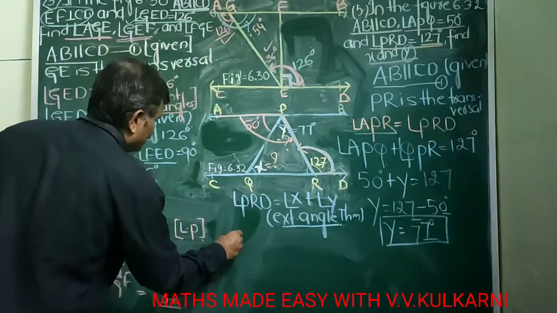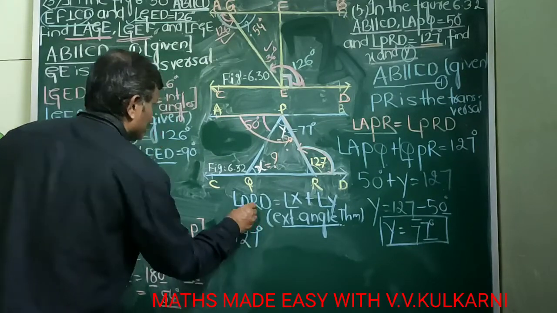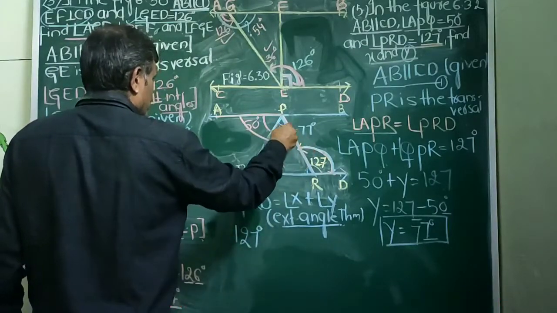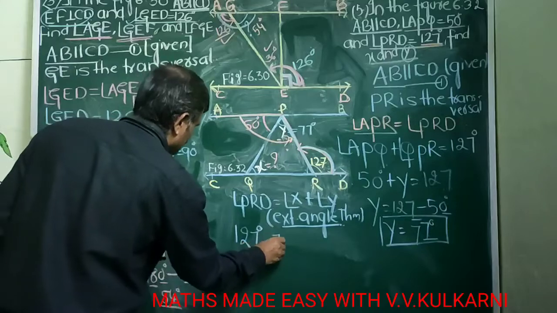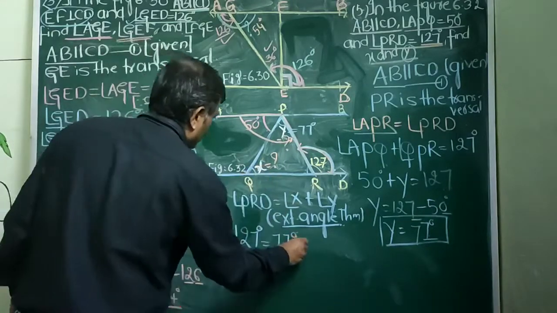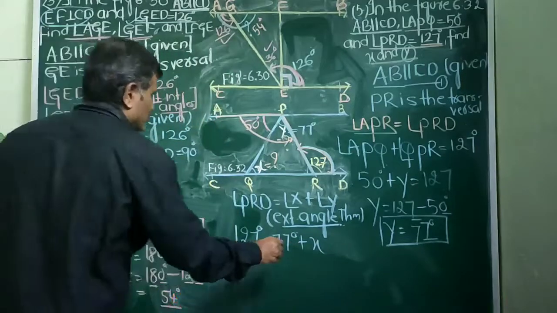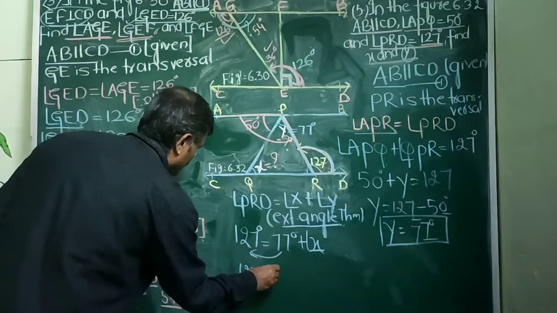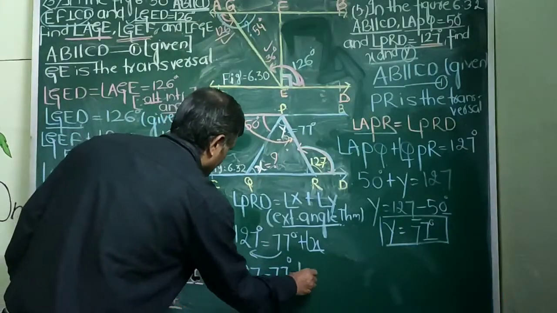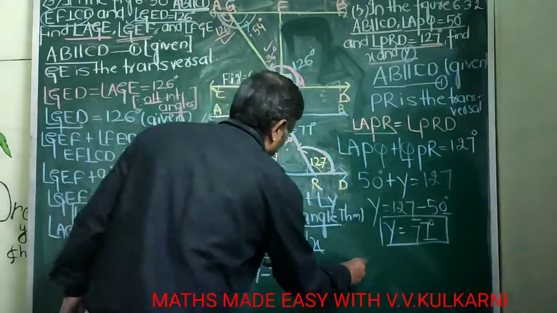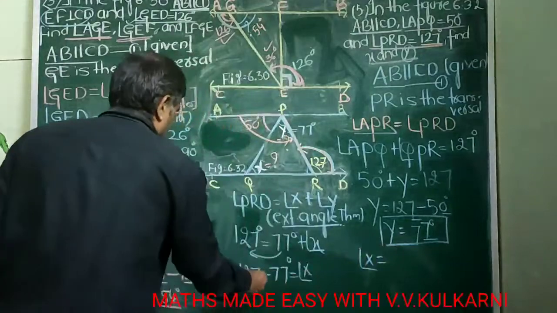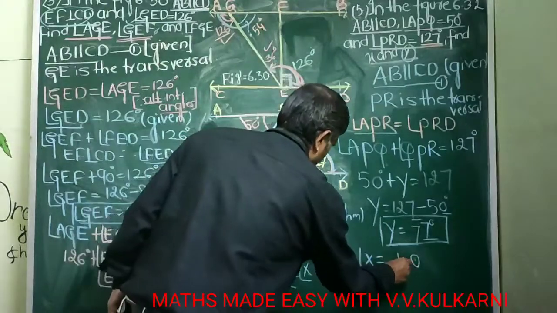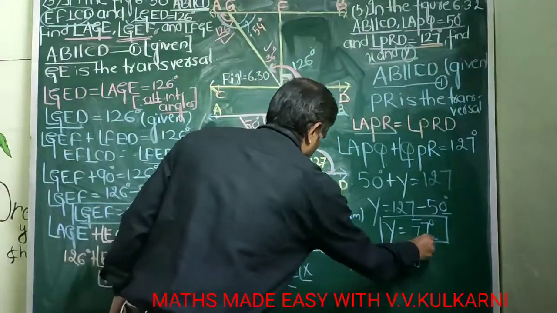So here you see PRD is how much? 127 degrees, and this is equal to how much? This Y is equal to 77 degrees, and you need to find out X. Now if I transpose it to the left hand side, then what I'll get is 127 minus 77 is equal to angle X. So this angle X is equal to 7 minus 7 is 0, 12 minus 7 is 5. So angle X is equal to 50 degrees.